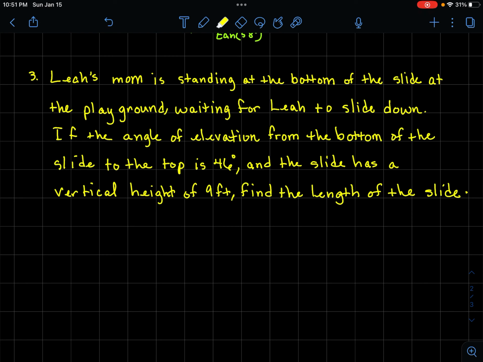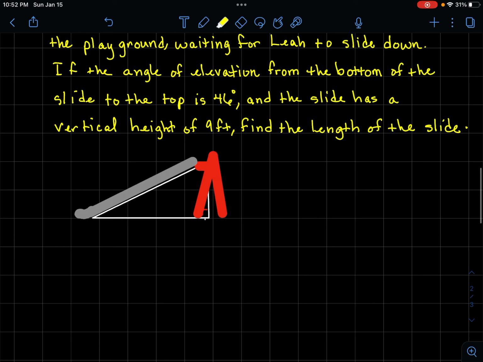All right, let's take another look at an example. Leah's mom is standing at the bottom of a slide at the playground, waiting for Leah to slide down. If the angle of elevation from the bottom of the slide to the top of the slide is 46 degrees, and the slide has a vertical height of 9 feet, find the length of that slide. So again, we're going to do another illustration here. Here's our slide, and you'll see within that slide I have a right triangle drawn, so we can label some of the pieces that we do know. First, we have our angle of elevation of 46 degrees. Next, we have the vertical height of the slide, which is 9 feet.